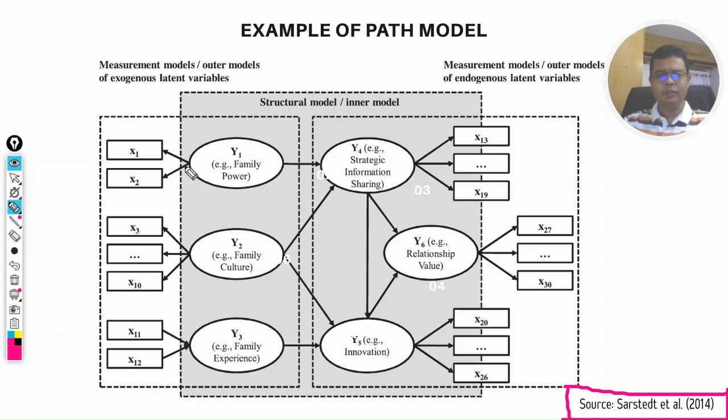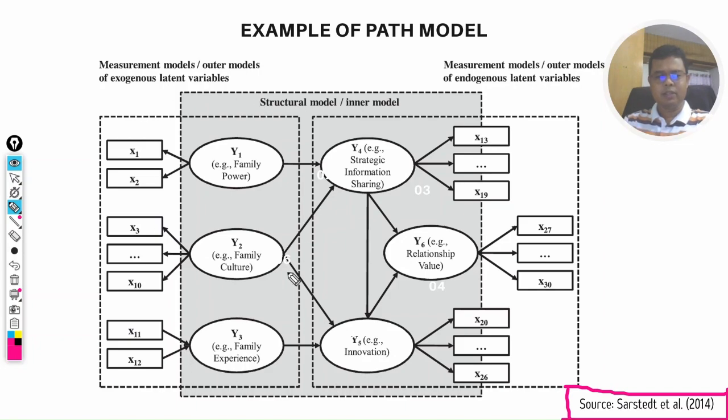So when you have these types of values, right? Sorry, I will explain it in the next slide. By the way, these are the structural model or the inner model. Once again, please see here, the measurement model or outer model of the exogenous latent variable. What is the outer model? These are the outer model, right? But this part is the inner model.